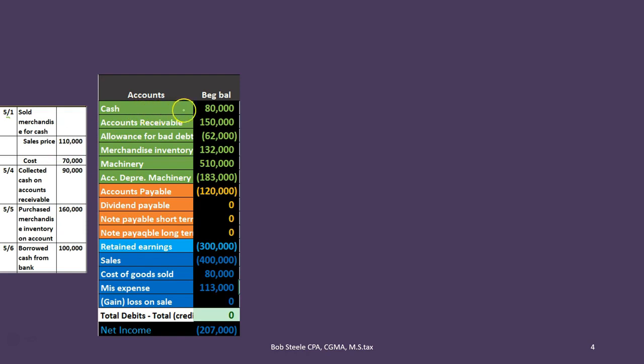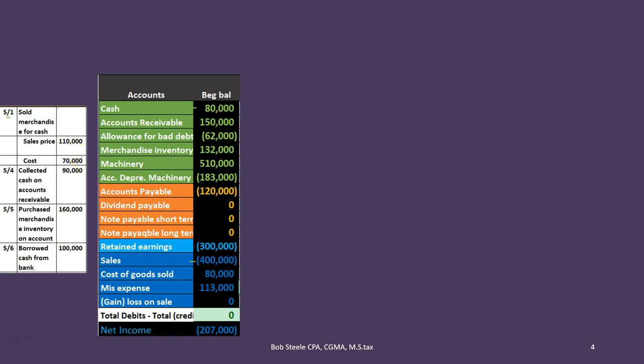So if we sold it for cash, what's going to happen to cash? Cash is going to go up. Cash is a debit balance. We're going to make it go up by doing the same thing to it, which is another debit. We're going to debit cash. If we sold something, we earned revenue. If we sell stuff, we usually call revenue sales. That's down here on the income statement. Sales has a credit balance. We're going to make it go up by doing the same thing, which is a credit of that 110.